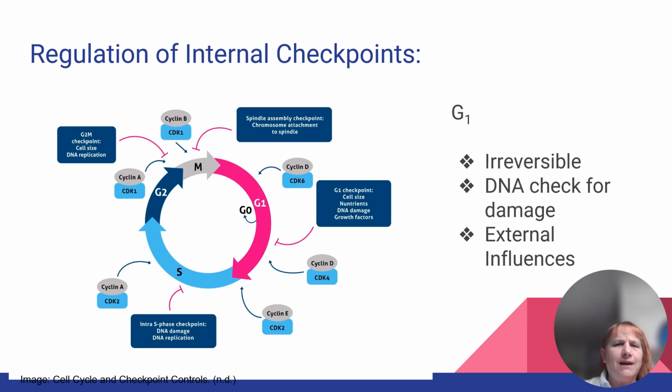So if it can't fix it, it's going to go into G0 and it's going to wait. And it could sit there for a lifetime if it never is able to fix it. Or what can happen is it could receive a signal to just destroy itself. Otherwise, the DNA damage could be fixed, or if there's nothing wrong with it, it's going to move on to the S phase.